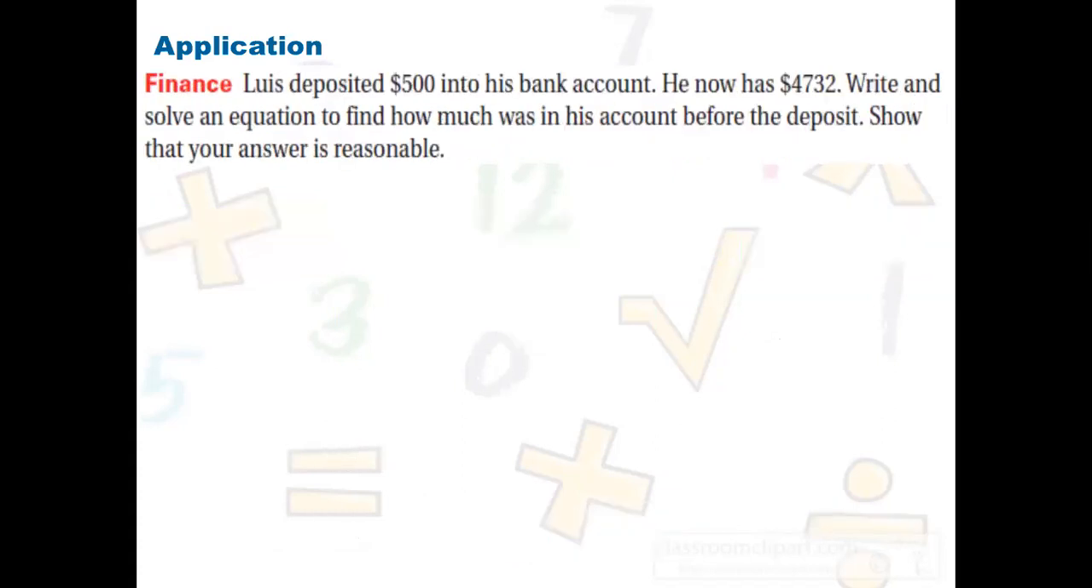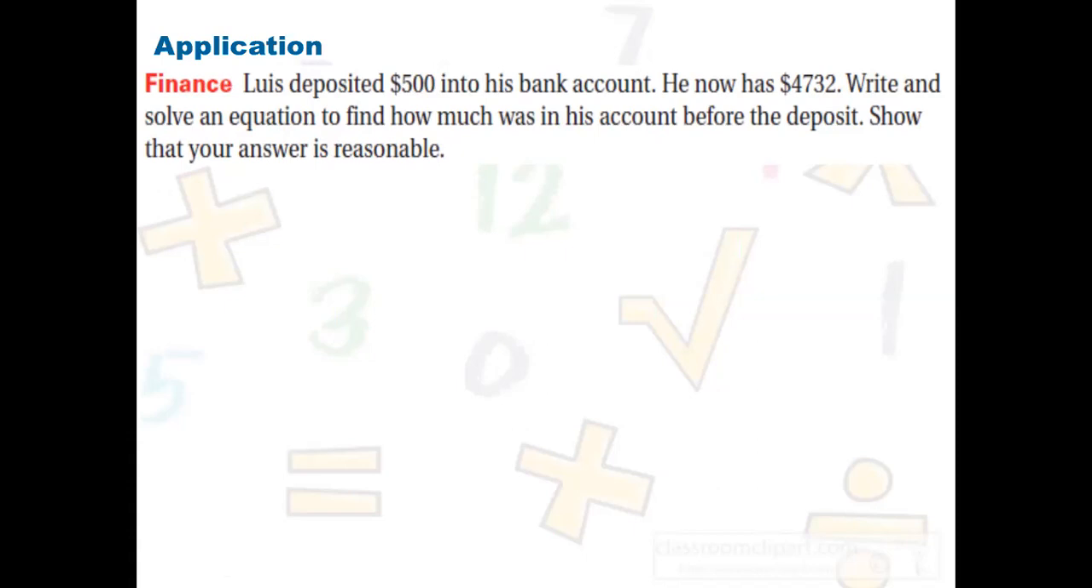So the last problem solving question. Louis deposited $500 into his bank account. Deposited means he went and put the money in his bank account. In easy words, put. He now has $4,732. So after putting the 500 in his bank account, altogether now he has 4,732. Write and solve an equation to find how much was in his account before the deposit. So you have to find the amount before the deposit.